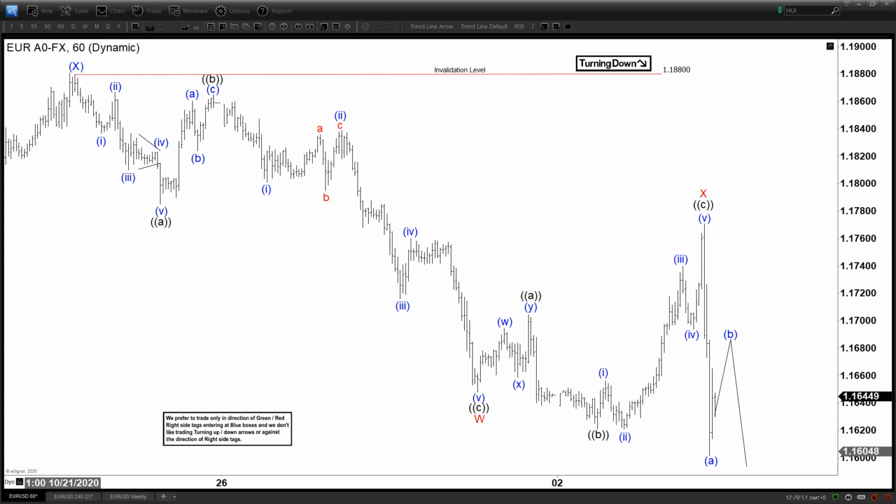Today is Wednesday, November the 4th. The time is around 4 a.m. GMT. It's election night here. Market is volatile as expected.